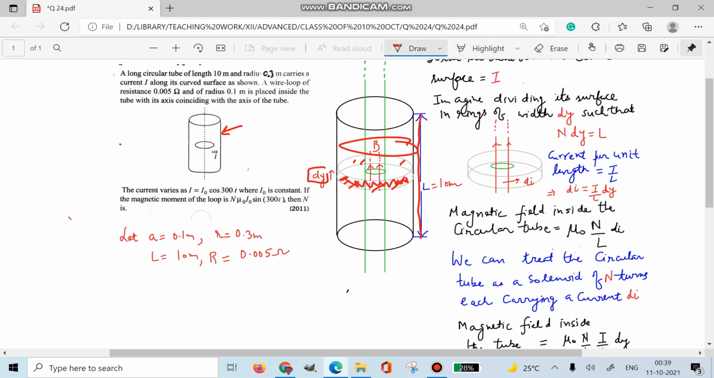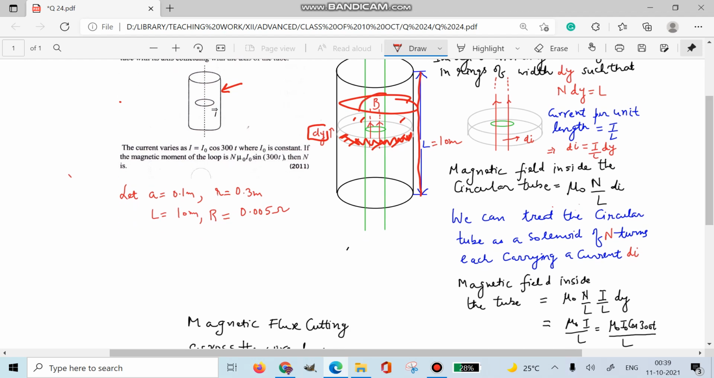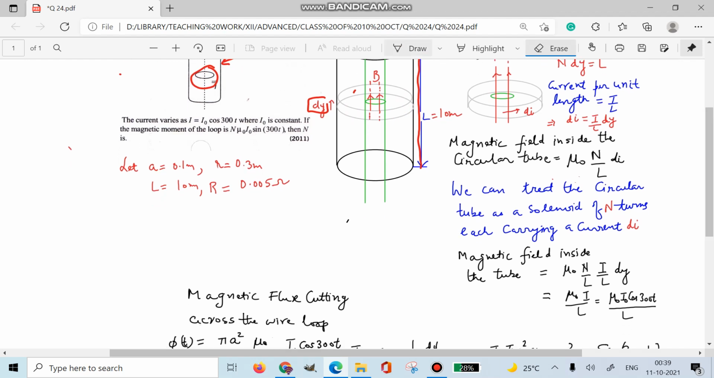Now, why do we need to find the current flowing for this coil? Because we are trying to find the magnetic flux associated with this small coil inside by calculating the magnetic field inside the circular tube. So to calculate the magnetic field inside our circular tube, our strategy will be to divide the circular tube into these small circular wires, and then the current through one wire is di, and this is the number of turns per unit length for the complete solenoid. So we are treating the circular tube as a solenoid with these circular turns, right?